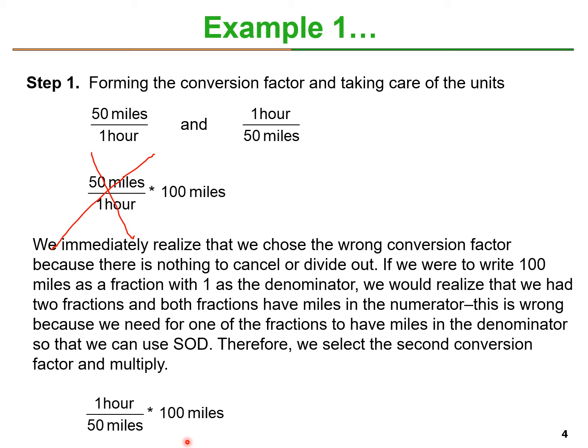The one that we want is 1 hour in the numerator and 50 miles in the denominator. And then we multiply that conversion factor by what we are given. We're given 100 miles. And remember, we're trying to find the amount of time that it takes you to drive to the wind farm, which is 100 miles away, and you are traveling at an average speed of 50 miles per hour.